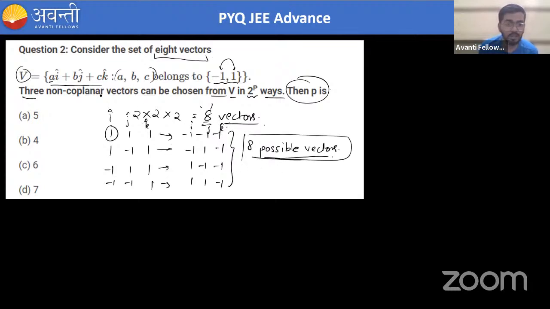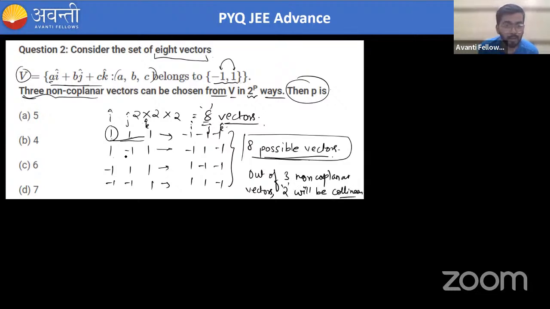So now out of these, 3 non-coplanar vectors can be chosen. To find 3 out of these, you should know that if you choose any 3 vectors, because this set of numbers is like this, out of 3 non-coplanar vectors, 2 will be collinear.